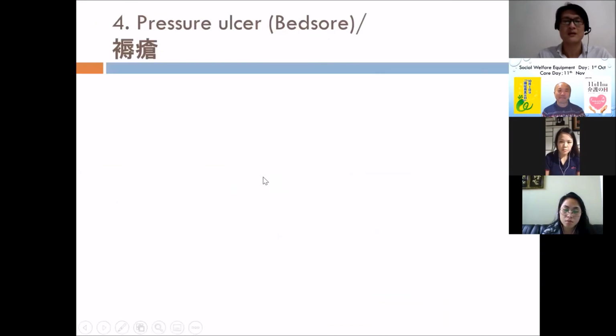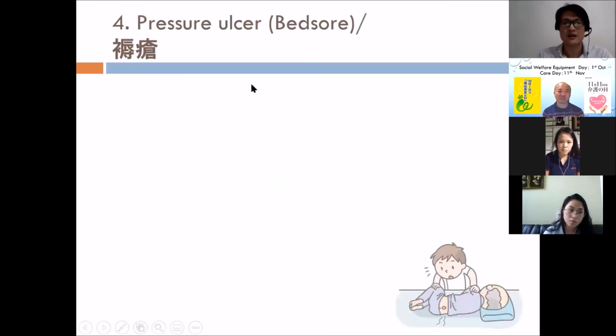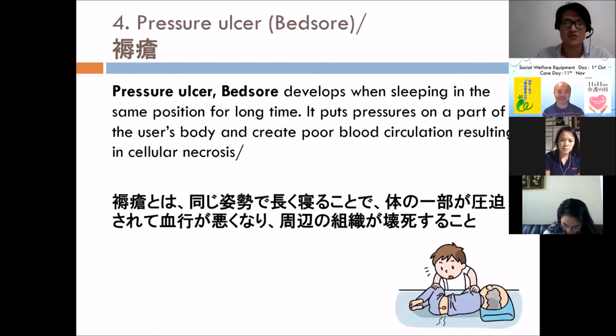Pressure occurs, bed sore. What is a bed sore? A bed sore develops when sleeping in the same position for a long time. It puts pressure on a part of the user's body and creates poor blood circulation, resulting in tissue necrosis.